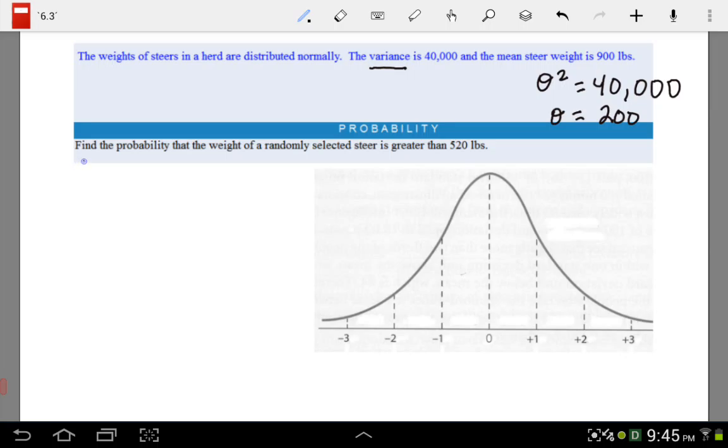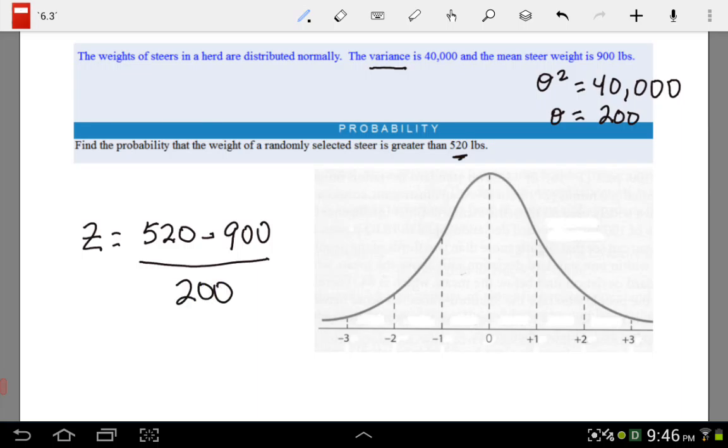Now, from here on, it's pretty much the same as the last problem. It says find the probability that the weight of a randomly selected steer is greater than 520 pounds. So let's find our z-score here for 520 pounds. z is equal to our x here, which is 520, minus the mean, which is 900, divided by our standard deviation of 200.